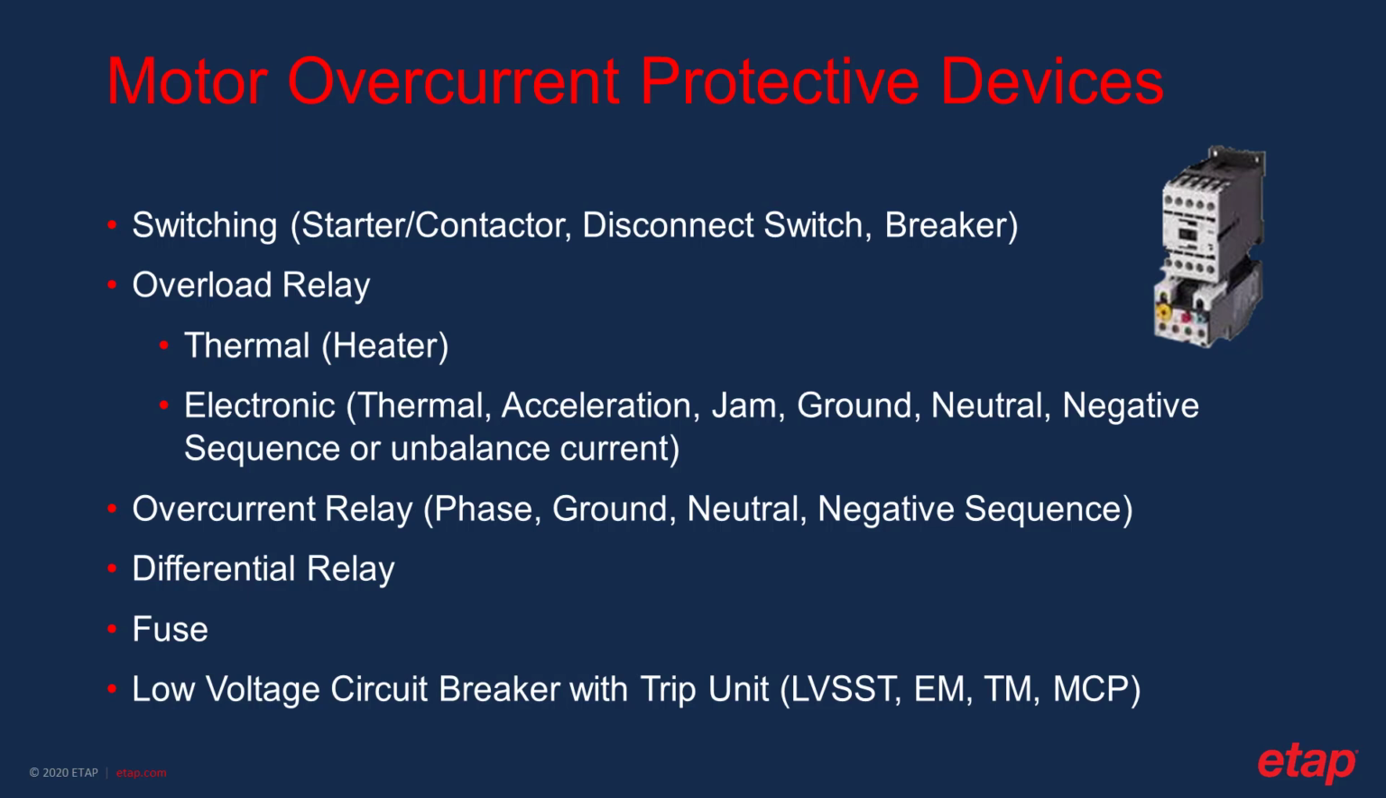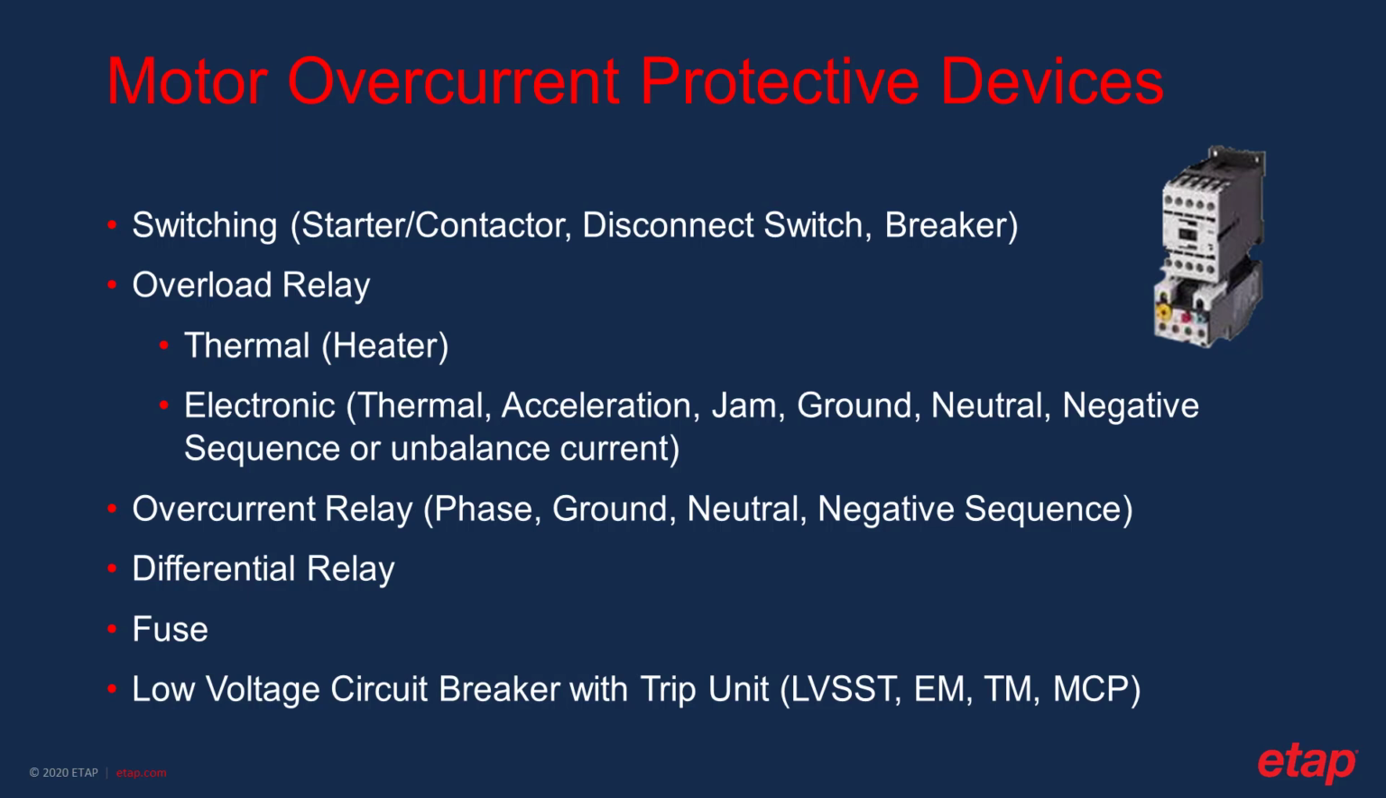Another type of the relay which is used for protection of the motor is called the overcurrent relay. The protection elements in this type of relays are phase, ground, neutral, and negative sequence, but you can find relays which are a mix and match of both. You can call them overload or overcurrent, or the mix of both. It doesn't matter. What is important is being able to present the protection element or the functionality of the relay properly.